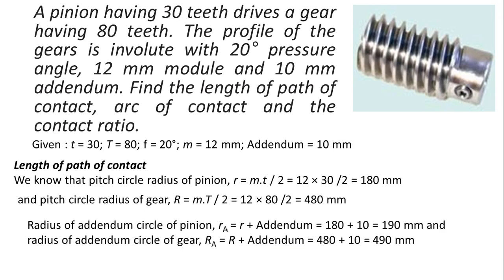Go through the problem. A pinion having 30 teeth drives a gear having 80 teeth, and the profile of the gears is involute with a 20-degree pressure angle. A 12 mm module is given and a 10 mm addendum is given. You have to find the length of the path of contact, arc of contact, and the contact ratio.